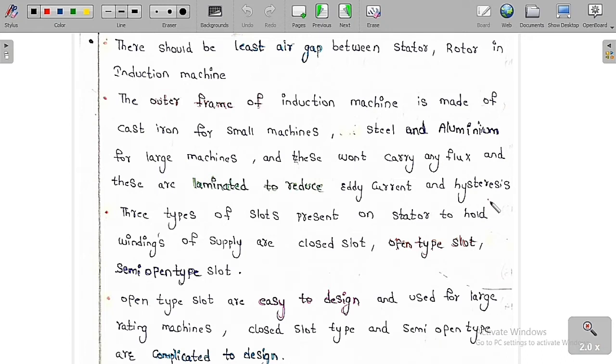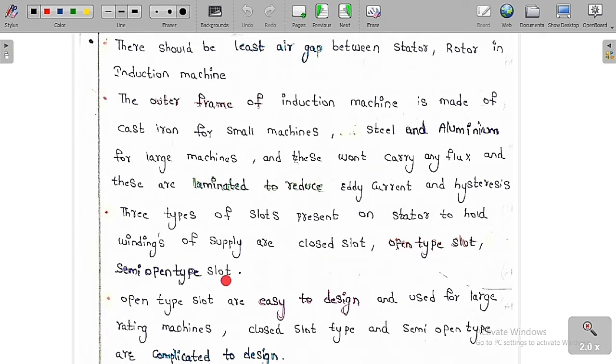So always remember, the outer frame of an induction machine is made of cast iron for small machines, steel and aluminium for large machines, and this won't carry any flux, and these are laminated to reduce the eddy current and also the hysteresis. This is a very important point that you always have to remember.